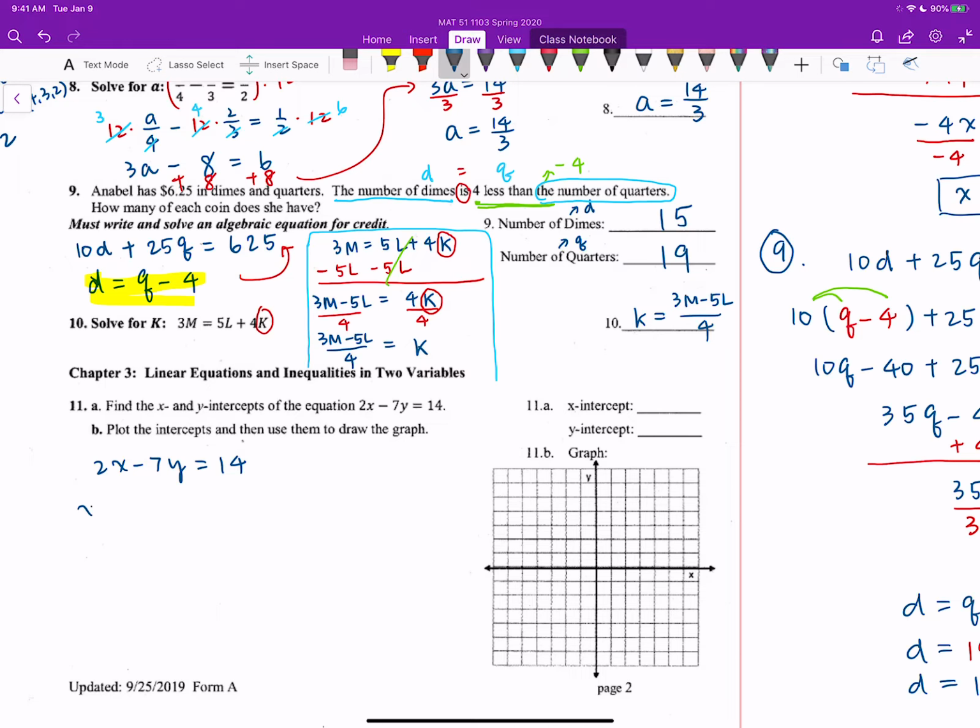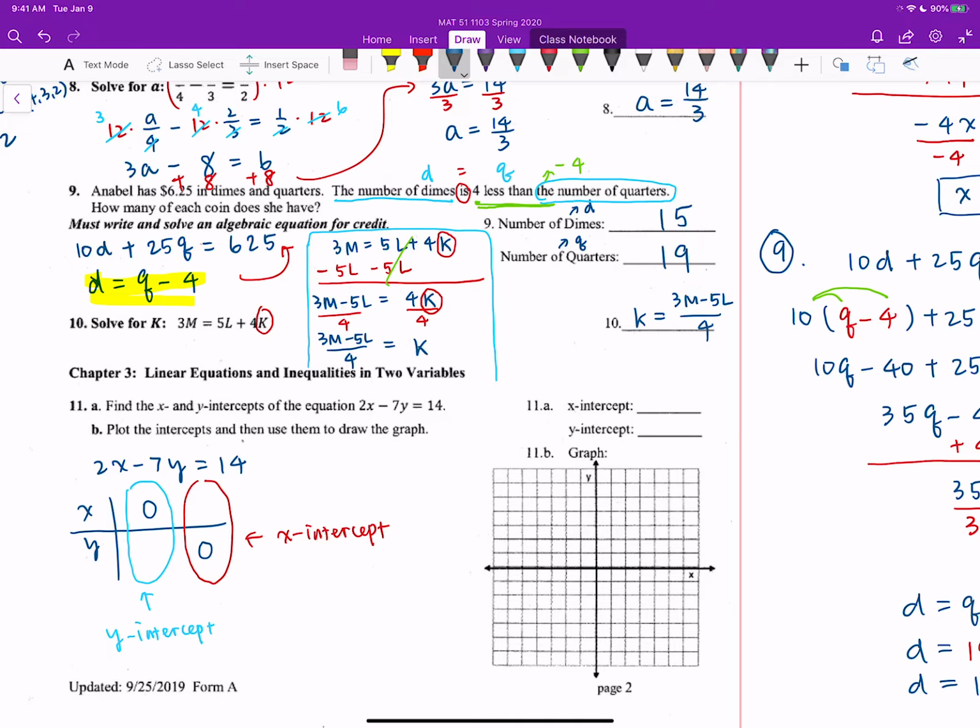All you need to do is simply create a table, if you remember from our class. The table will look like this. So you have a 0 for x, you have a 0 for y. The first two numbers will tell you the y-intercept. And the second two numbers will tell you the x-intercept. And how do you find out the values? You simply plug it in.